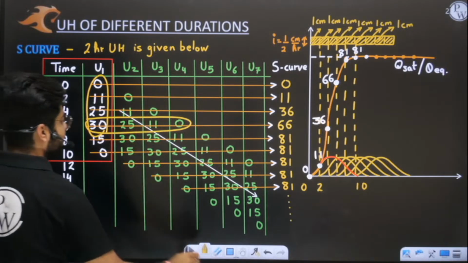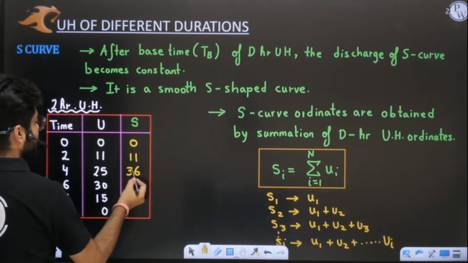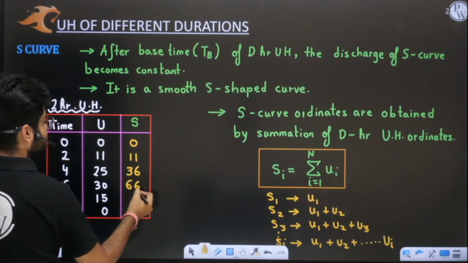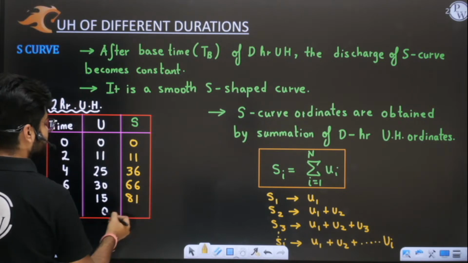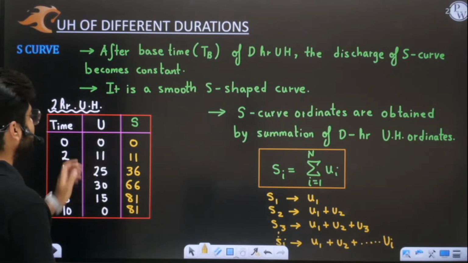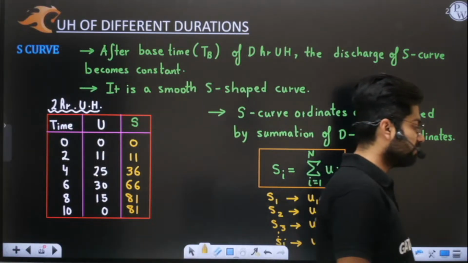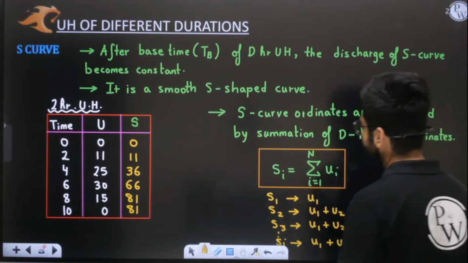So directly I will write. Now 36 plus 30 is 66. 66 plus 15 is 81. 81 plus 0 is 81, like this. Keep on adding, and directly you have obtained the S curve.